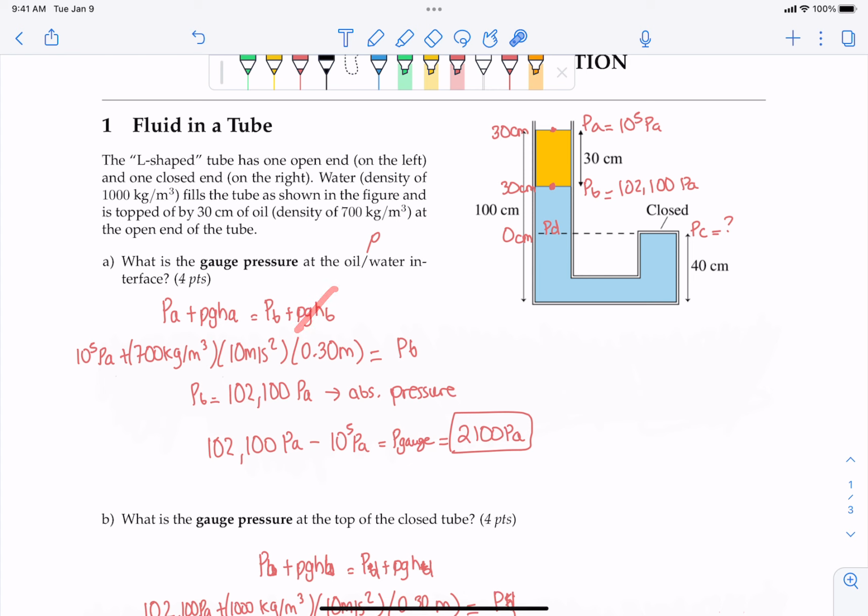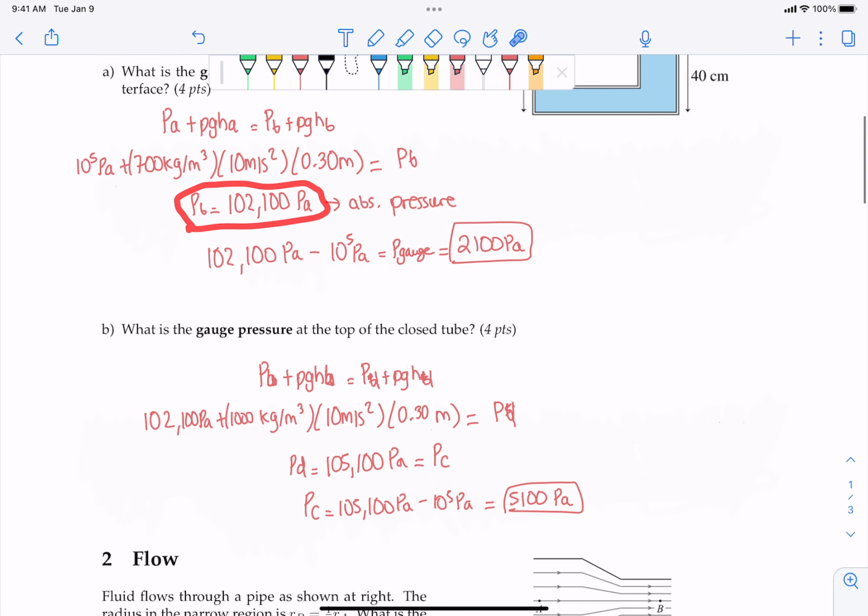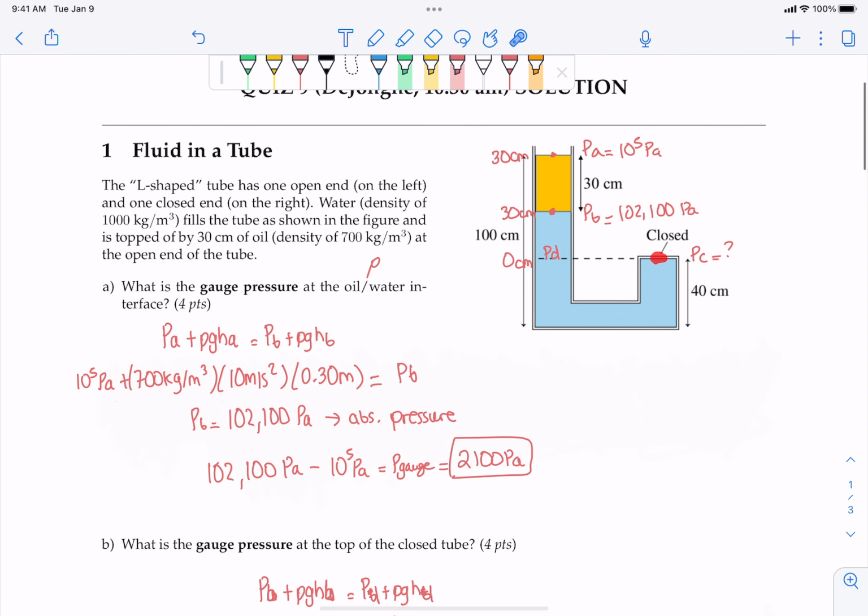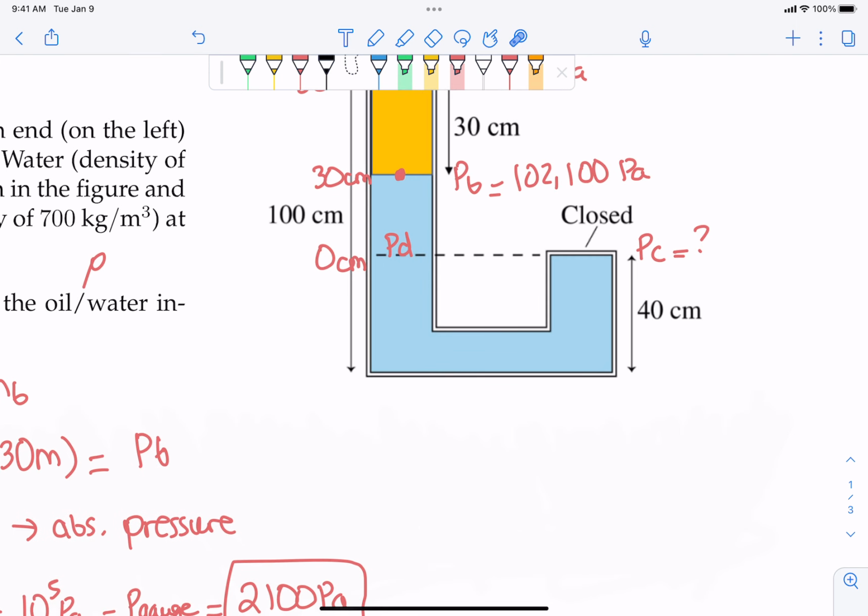So then this whole thing cancels and we can solve for pressure at B. Once we have the pressure at B, that's what we're going to be using to calculate the pressure at this closed tube. We know that points at the same height, horizontally away from each other, on the same horizontal plane, would have the same pressure. So the pressure here is equal to the pressure there, and the pressure here is equal to the pressure there.